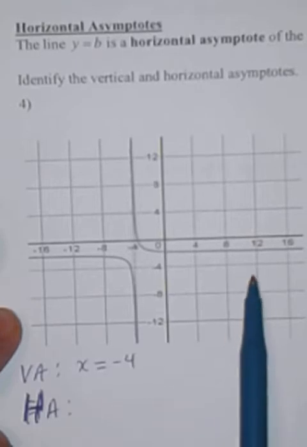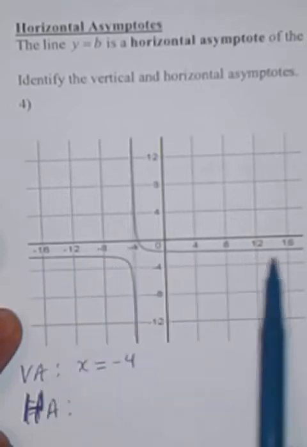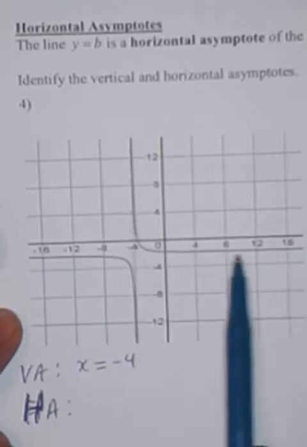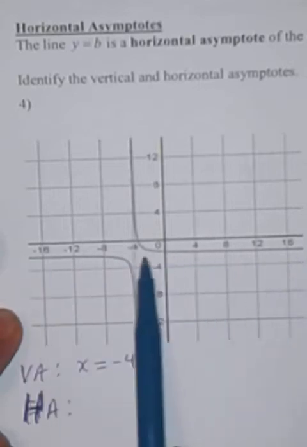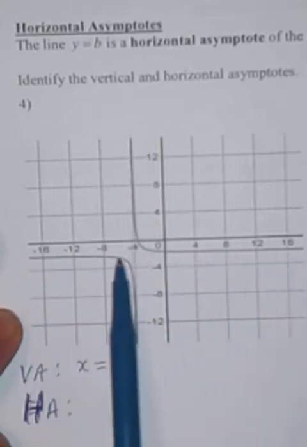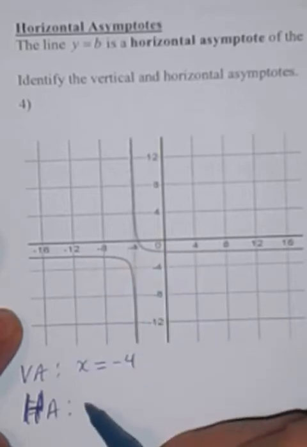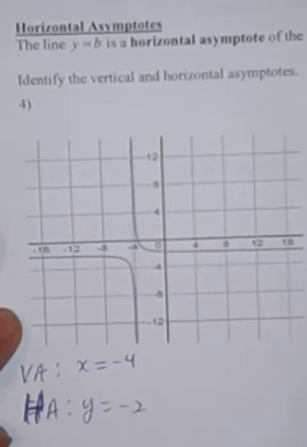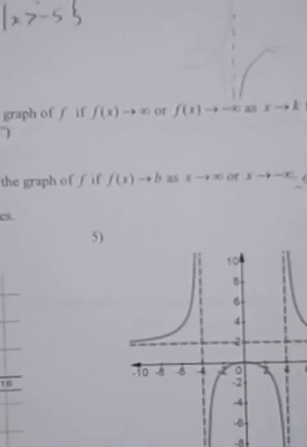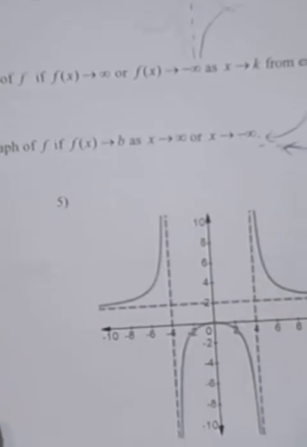The horizontal asymptote is a flat line where that's happening, right, where the graph starts following that flat line. And that looks like it's here, and that looks like y equals -2. Yeah, so that's my horizontal asymptote. Okay, I'll leave you guys to do number 5 in class. All right, and let's continue.